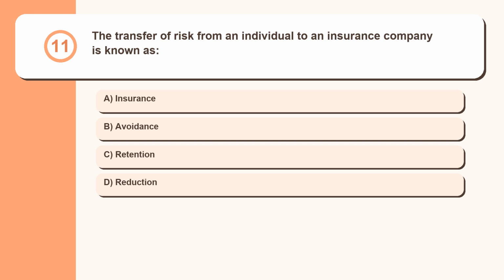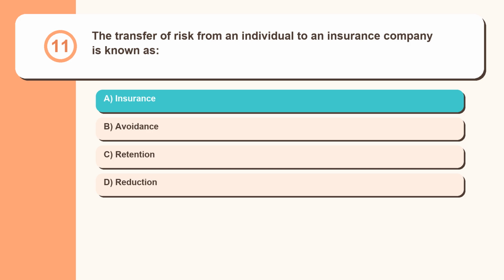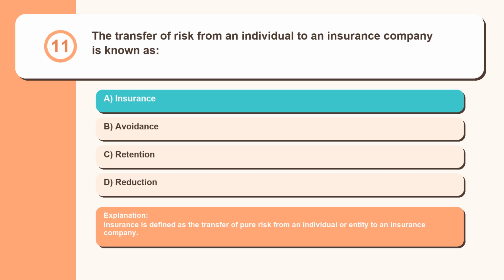Question 11. The transfer of risk from an individual to an insurance company is known as: insurance, avoidance, retention, reduction. Insurance is defined as the transfer of pure risk from an individual or entity to an insurance company.